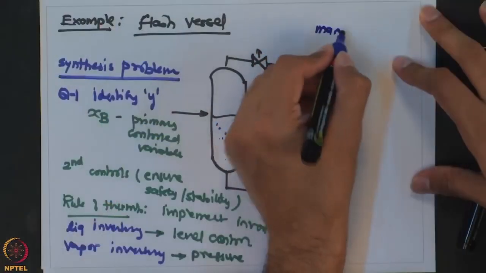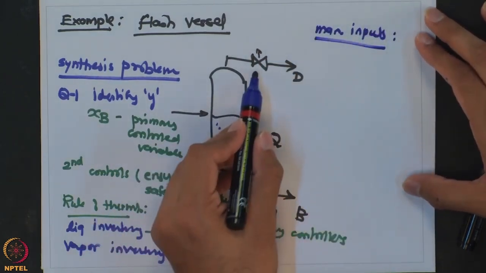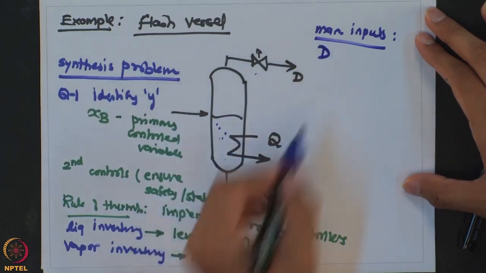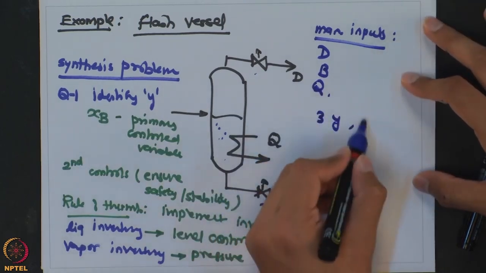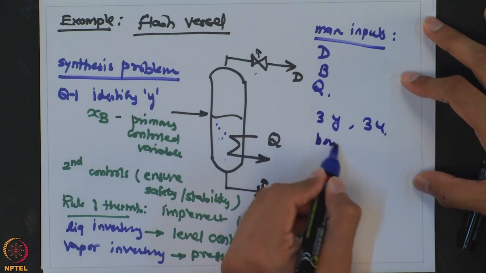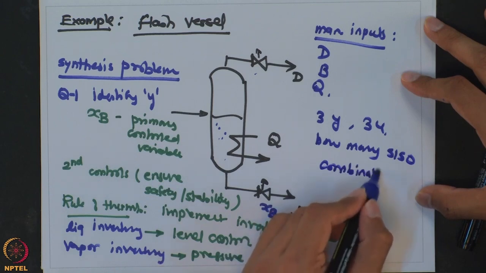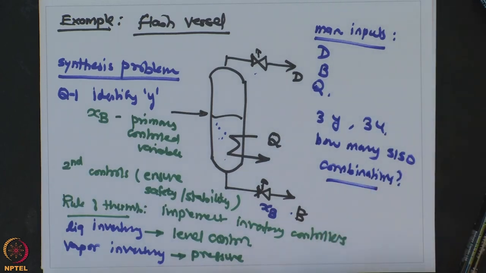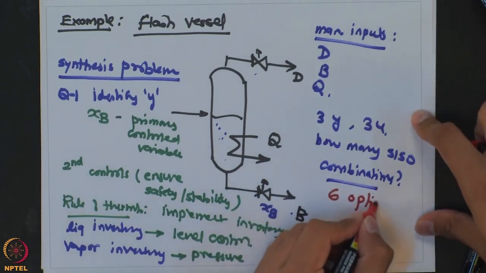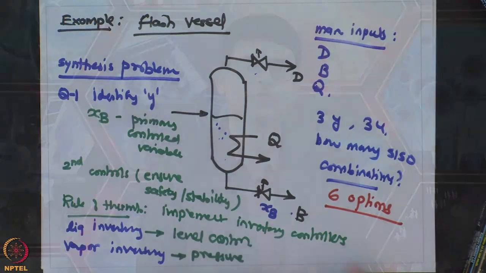Let us look at now manipulated variables. I have shown three manipulated variables here. One is the vapor flow, one is the liquid flow, and another is the heat duty. So you have three outputs, three inputs. So how many SISO combinations are possible? So there are six options. So you have to select out of these six options which is the best option which you are going to go forward with.